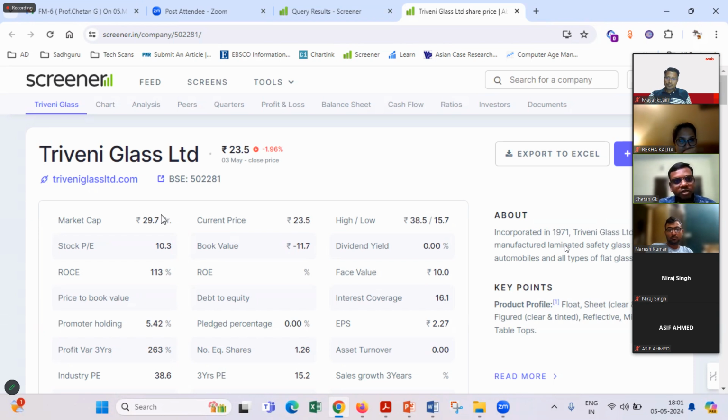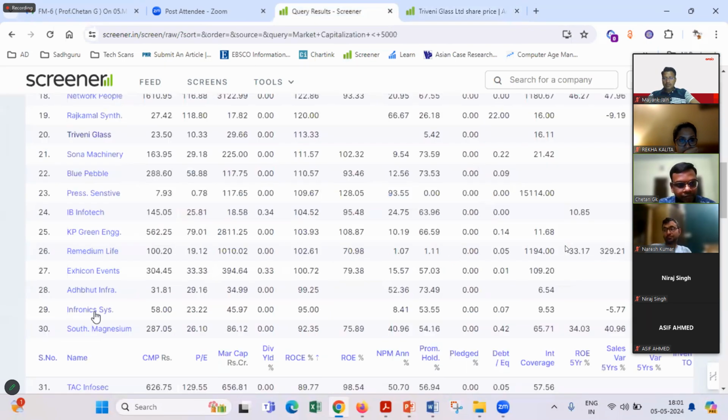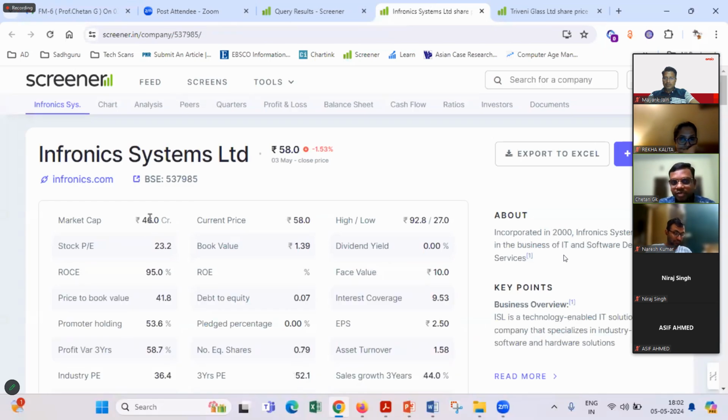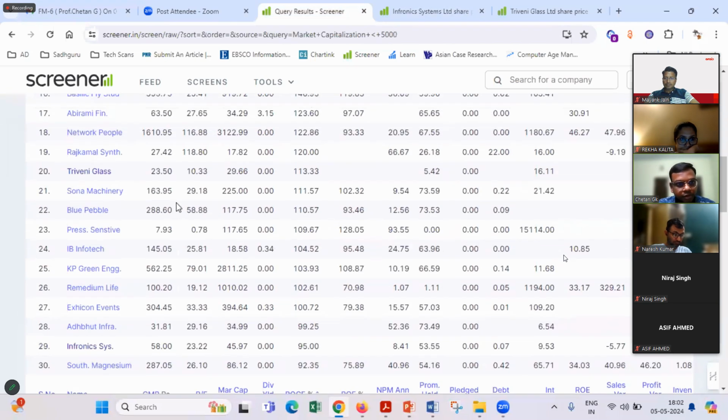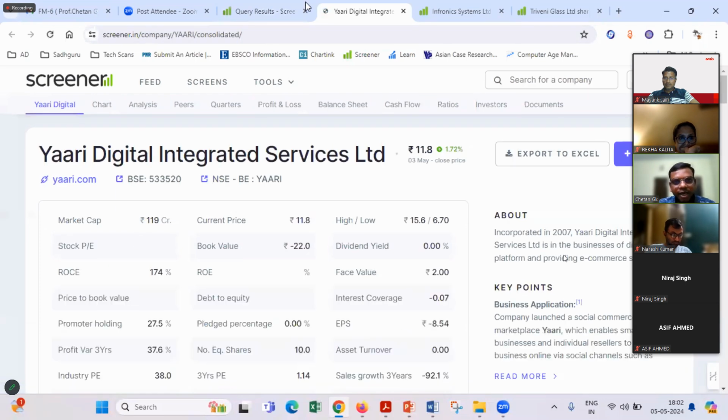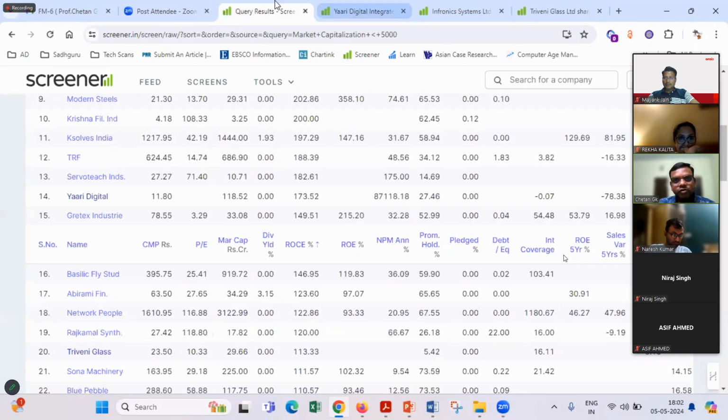So these are not even small cap companies. These are called micro cap companies, which are lesser than small cap. I'll go back and check some other company. Randomly, I'm checking. I have not even heard of this company's name. Okay, 46 crores. Yari Digital, it is 119 crores. You can see these are going to be companies as such.